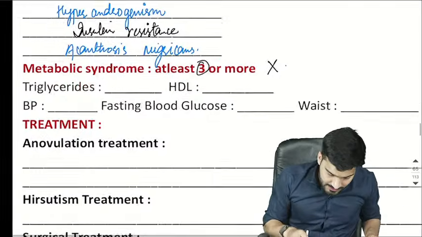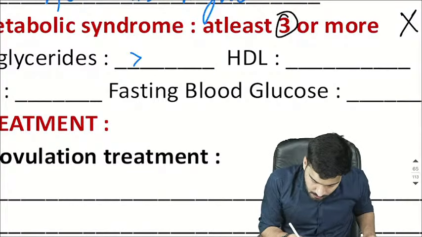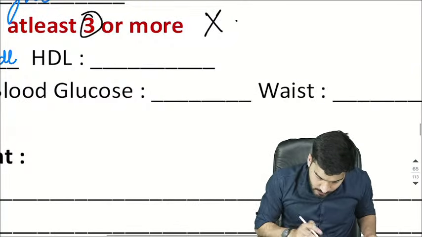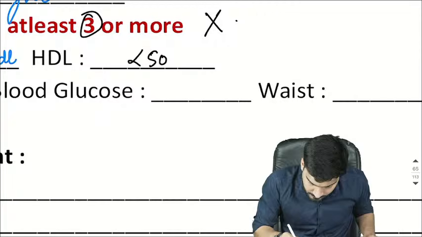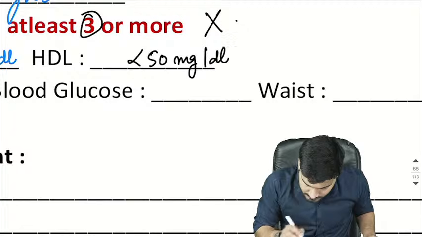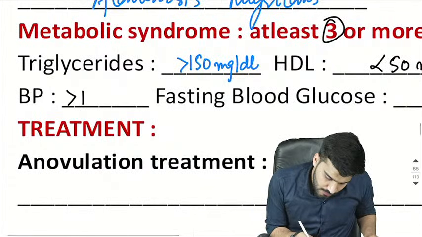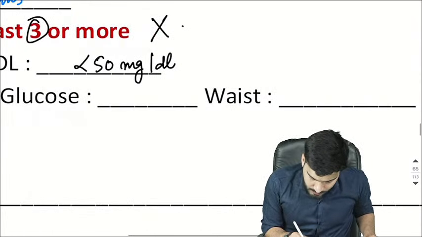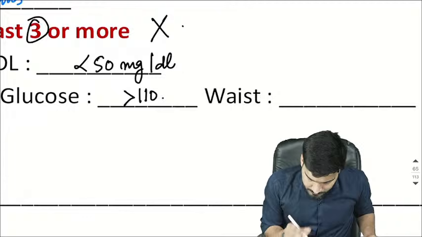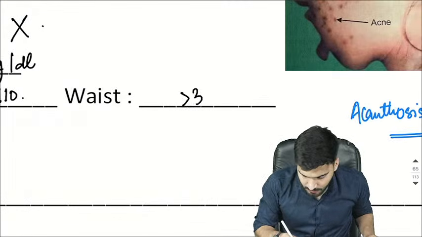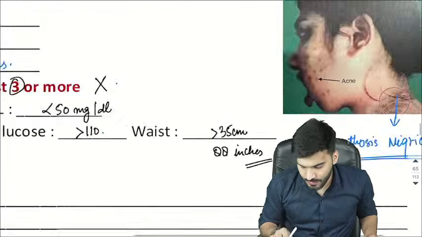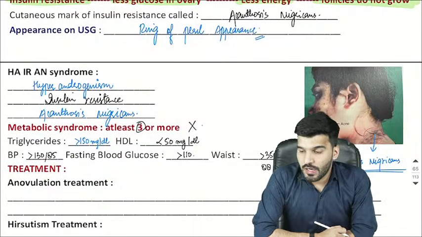Now the triglycerides should be how much? Triglycerides should be more than 150 per deciliter. If we talk about HDL, good cholesterol, it should be less than 50 per deciliter. If we talk about blood pressure, it should be more than 130 by 85 mmHg. Fasting blood glucose should be more than 110, and waist should be more than 35 inches or 88 centimeters. That is going to be the components for the metabolic syndrome.